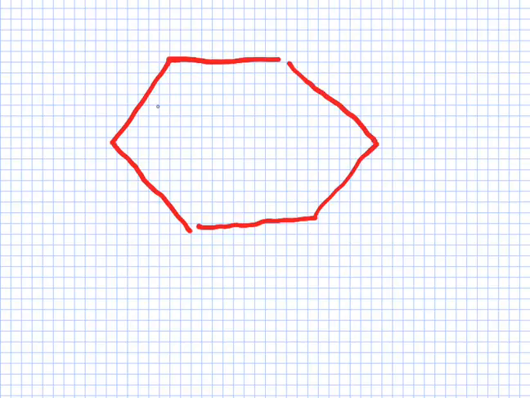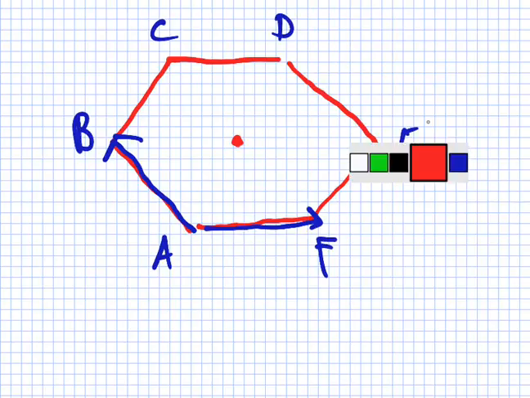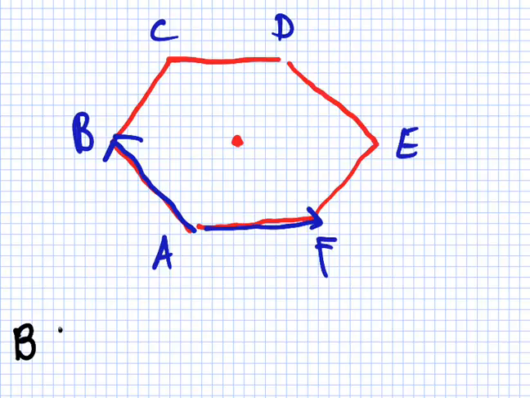That's a hexagon. So I want all the vectors in terms of A, B, or AF. So here is AB. Or what else did I say? AF. Where's F? Here. Okay, the first one is BC. So BC, I want that in terms of A, B, or AF.